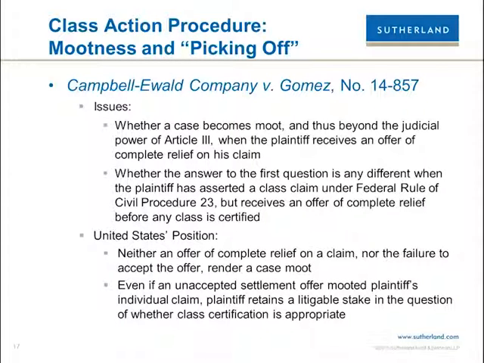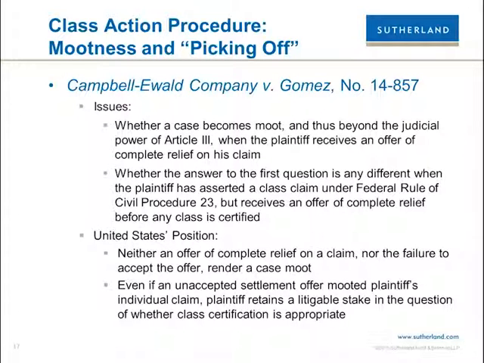And as we note on this slide, the United States has also weighed in. The United States has filed an amicus brief and, hewing to the position the United States itself took in the Symczyk case, where it said that an offer of full relief under Rule 68 could not moot an individual's claim in the FLSA context, it's also saying that in this context of a Rule 23 class action, an offer of full relief, number one, can't moot the individual's claim, and number two, also can't make it inappropriate for that person to represent a class. And so the United States has weighed in on both of these cases in favor of allowing the individual to proceed.